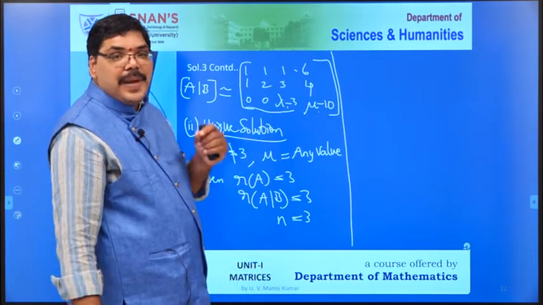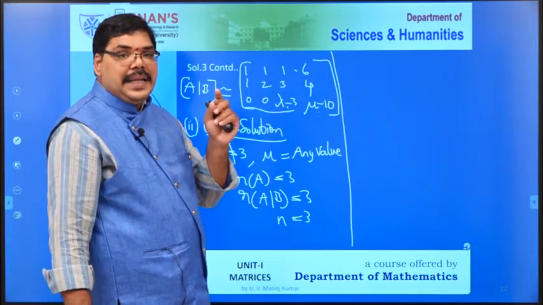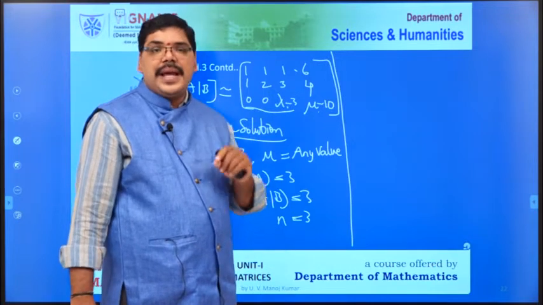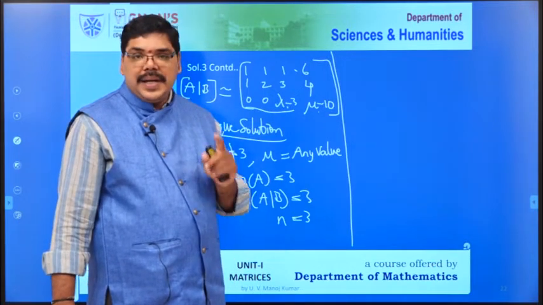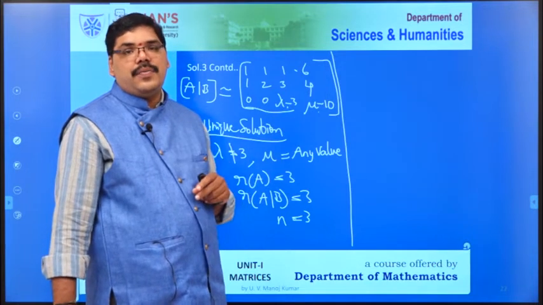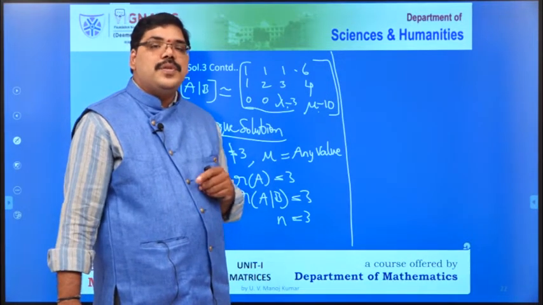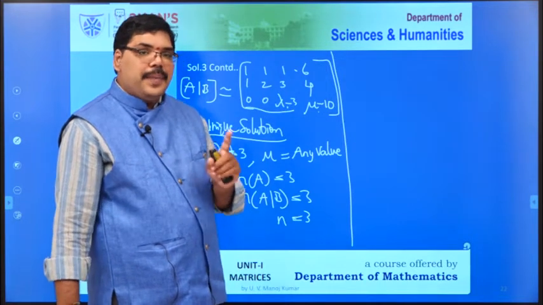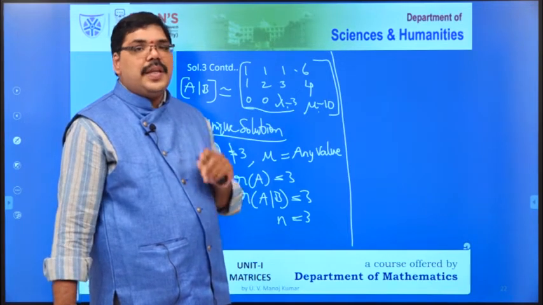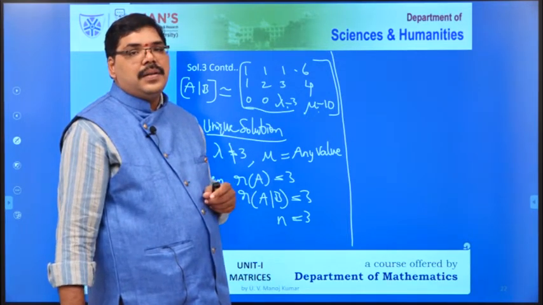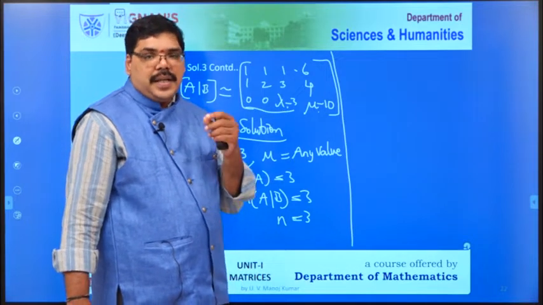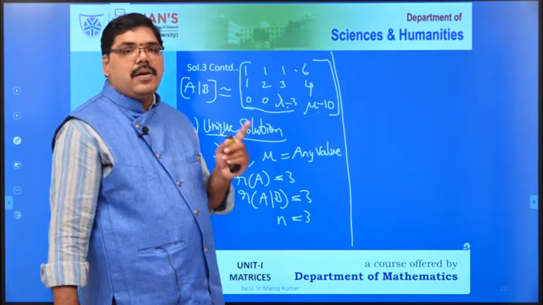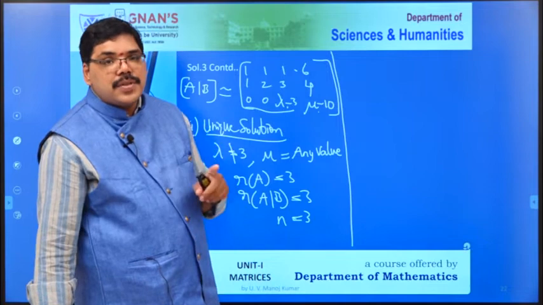The last case, when the system has infinitely many solutions. When will it have? Rank of A should be equal to rank of AB, but not equal to the number of variables. The number of variables is 3 here. Rank of A and rank of AB should be equal, but should not be equal to 3. If it is not equal to 3, the next possibility is both are equal to 2. Both rank of A and rank of AB must be equal to 2.